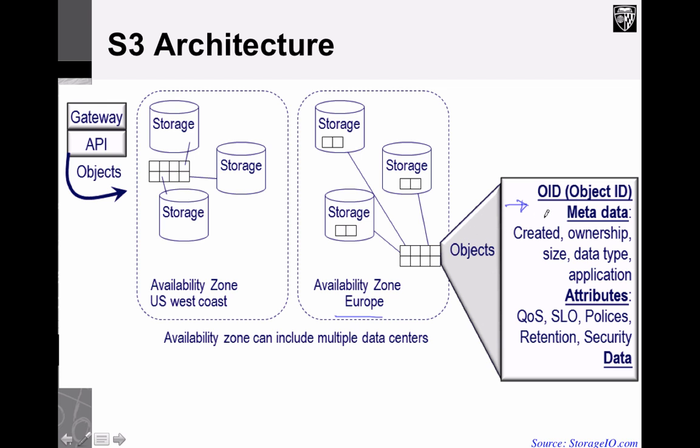And that object has metadata information. In other words, who created the file, what's the size of the file, what are the ownership rights. In addition to that, there could be attributes such as policies, the retention policies, the quality of service, and the security aspects of that bucket.